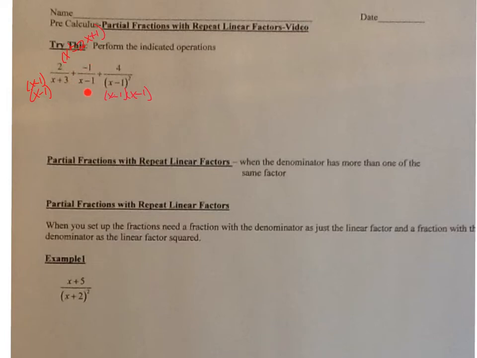The middle fraction here, I have an x minus 1, but I need another x minus 1, and I need an x plus 3. So I'm going to multiply by x plus 3 and an x minus 1. And in the numerator, I'm just going to multiply that out. That's going to be x squared plus 2x minus 3. And the last fraction, I have the x minus 1, x minus 1. What it's missing is the x plus 3. So I'm going to multiply by x plus 3.